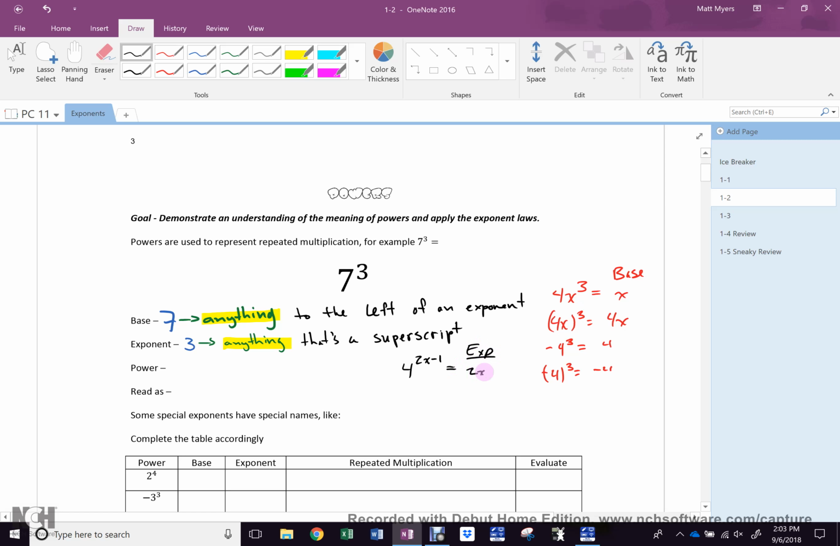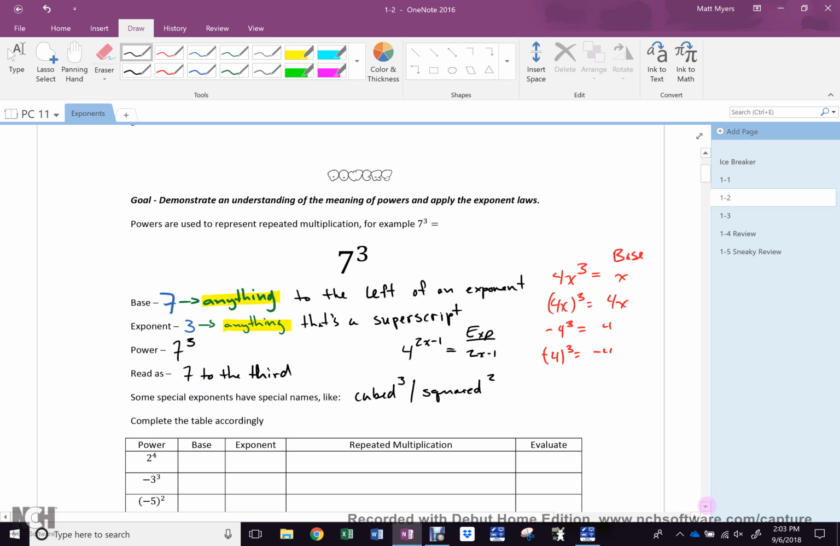And by the end of grade 12, you will know how to get a variable out of an exponent. Some of you already know, especially if you're from another country. The power is the whole thing, 7 to the 3. And we read that as 7 to the 3rd, which you all already know. But it gets a special name. Cubed is to the 3, and the other special name is squared. And of course, that's to the 2. Nobody else gets a special name.